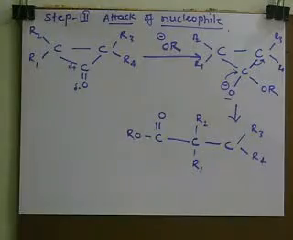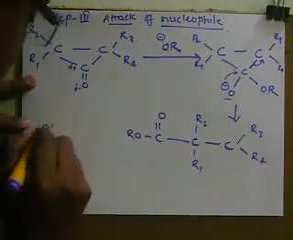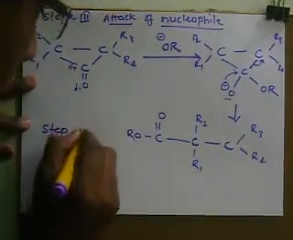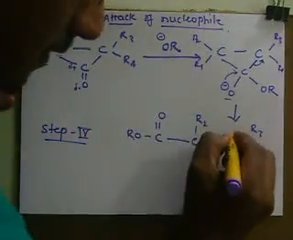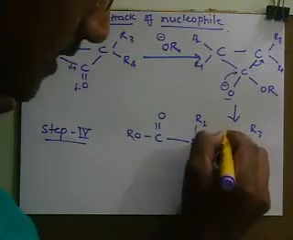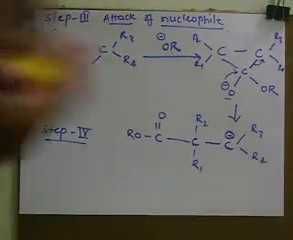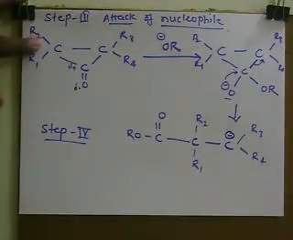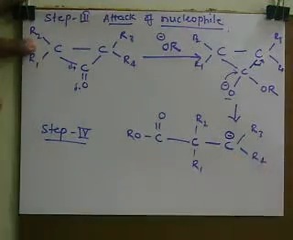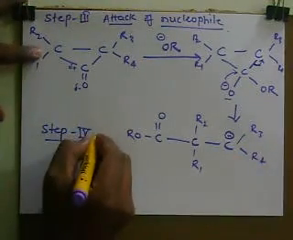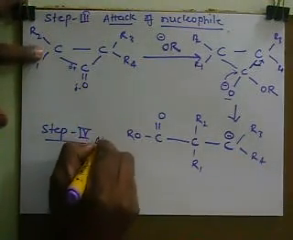And finally, step 4 will be, now, due to which this carbon's one valency is vacant, and it has taken back its electron, so it will have a negative charge. So step 4 will be abstraction of a proton.